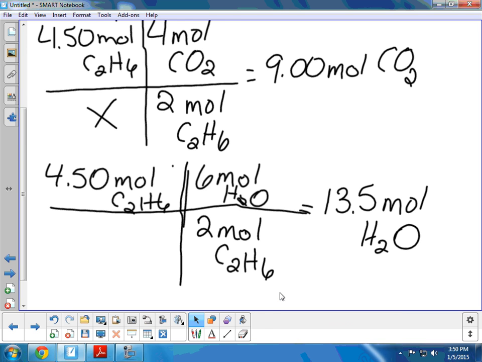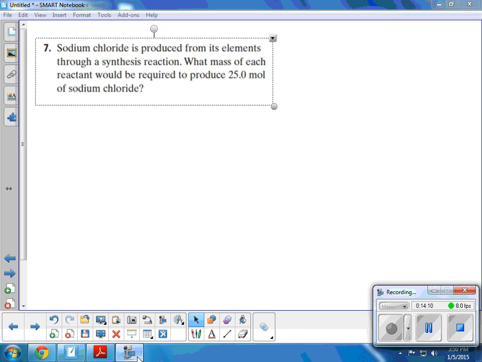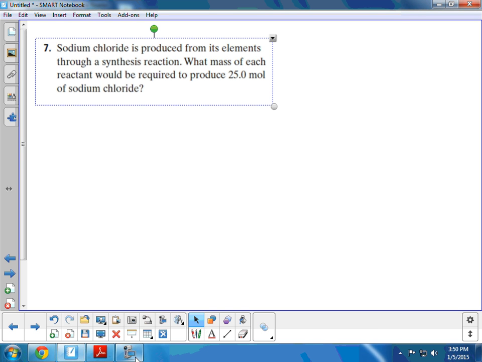All right, our next problem. Number 7. Sodium chloride is produced from its elements through a synthesis reaction. What mass of each reactant would be required to produce 25 moles of sodium chloride? So this is taking us back a little bit. They don't give us a reaction, so we're going to have to write one out.